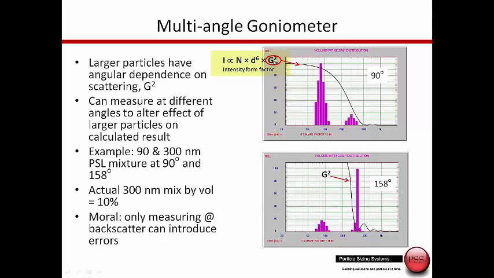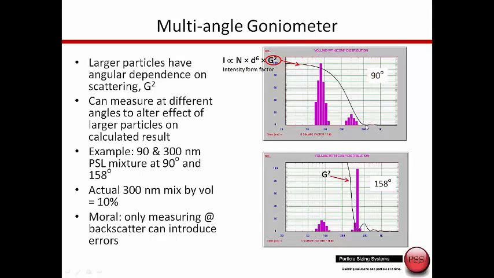The data I'm going to show on this slide is a mixture of 90 and 300 nanometer polystyrene latex samples. We measure them at 90 degrees, and here closer to backscatter at 158 degrees. You see the size distribution, and then the black line is this plot of g squared, which helps us understand the form factor. As you see in the upper result, the form factor has a minima at 500 here.